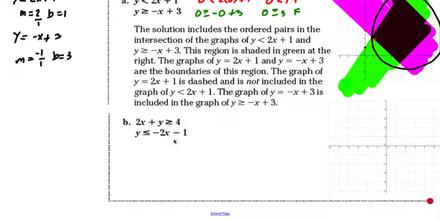Let's take a look at example number 2, or 1b: 2x plus y greater than or equal to 4, and y less than or equal to negative 2x minus 1. Let's see how we can graph this on GeoGebra. The first inequality is 2x plus y greater than or equal to 4, so we write it here: 2x plus y greater than or equal to 4.